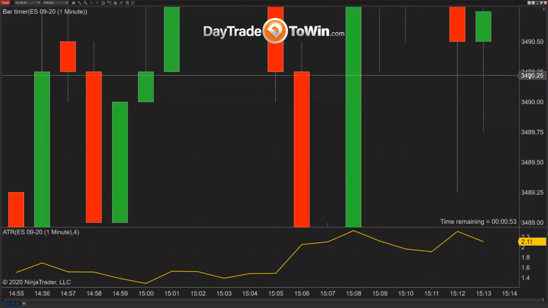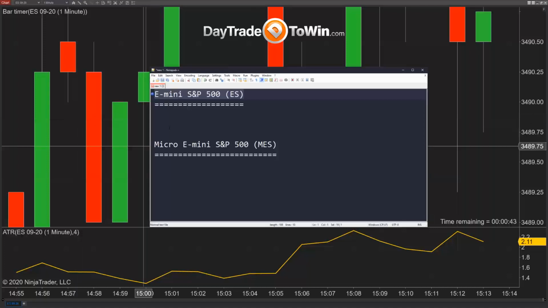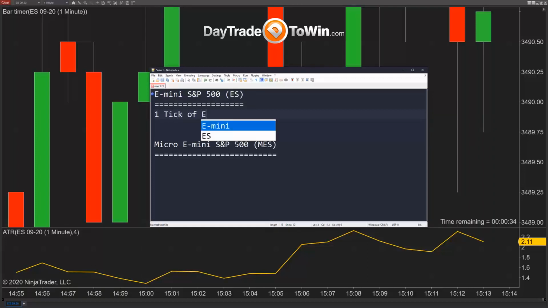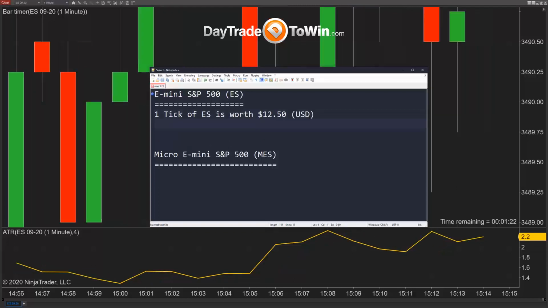And on the E-mini S&P, this is worth $12.50. So let's go back to the Notepad application here and write that down. So each tick, as it's called, that's an increment up or down. So one tick of the E-mini is worth $12.50. That would be USD, of course, US dollars. In trading terminology, 1 point is equal to 4 ticks. So 4 ticks, which would be 12.50 times 4 equals $50. And as I said a moment ago, 4 ticks is 1 point.